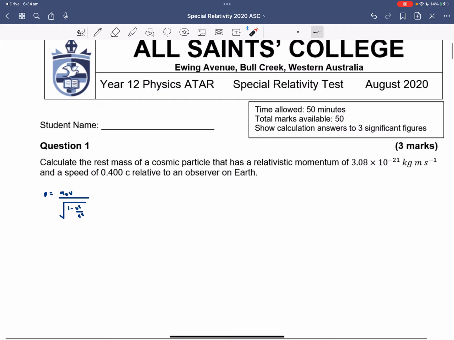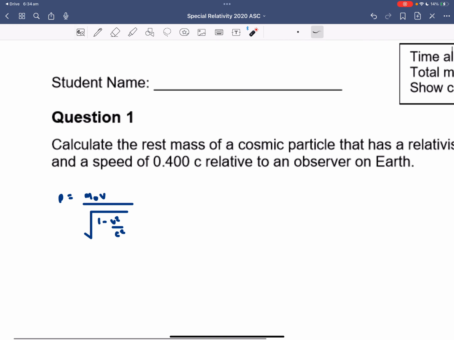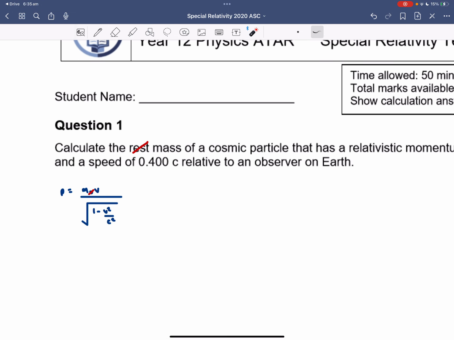Okay? The reason why they do that is because basically the new school of thinking is that there isn't anything such as rest mass. So the new school of thinking is mass is constant. So if mass is constant, it just means calculate the mass. And if it's calculate the mass, the 0 is technically not relevant. So when it says calculate the rest mass of a cosmic particle, the old school way of thinking is that mass does dilate as velocity increases. The new school way of thinking is that it's not mass that dilates, it's momentum that dilates for a moving object. Mass is a constant property for any particle.